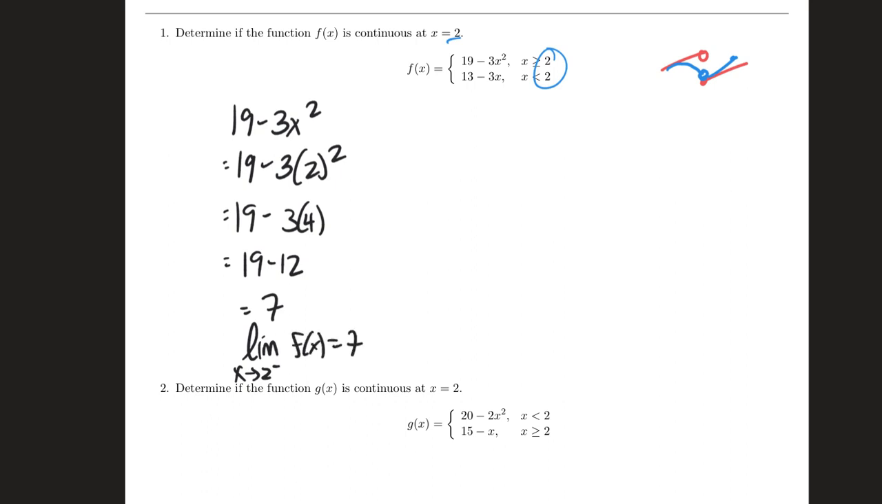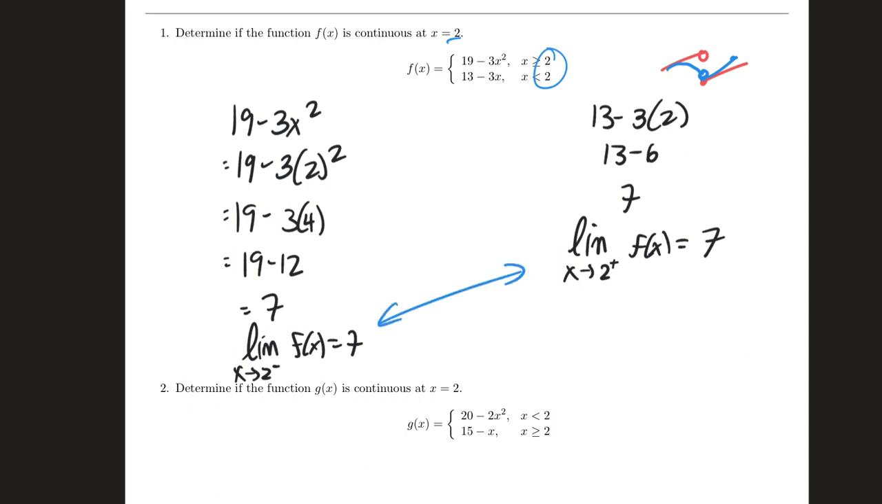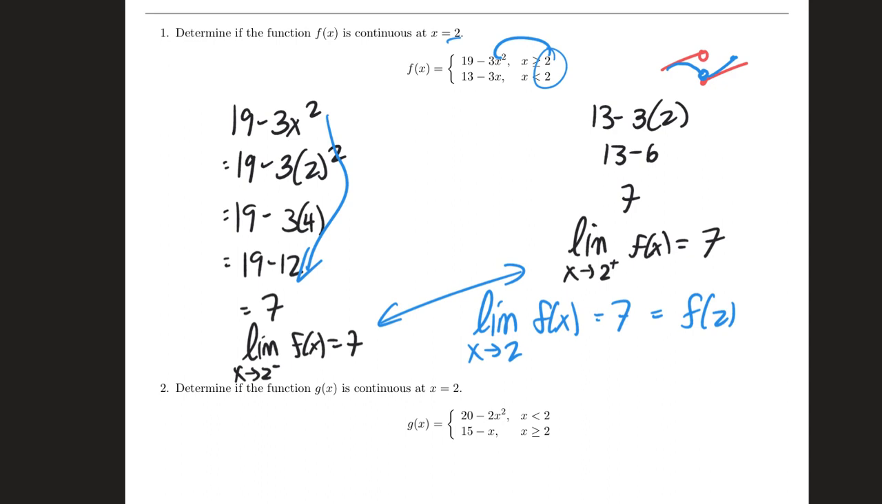Now let's do the same thing for the right. On the right, 13 minus 3 times 2 is 6. That's 7. So the limit as x approaches 2 from the right is 7. All right, so here's the important part. I found those two limits. If I combine these, that means the full limit at 2 exists and is equal to 7. And that's the same as if I just plugged in 2, right? Because plugging in 2 is the same as what I just did here. And this means it is continuous. So yes, it is continuous.